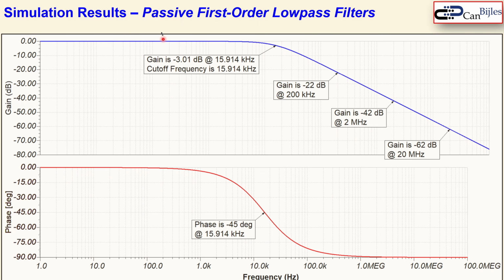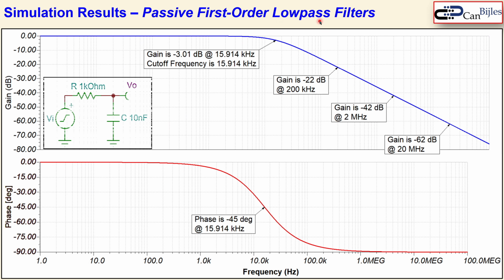Okay, let's now look at the situation in the simulations. First we start with the passive first order low pass filter, and for that we use this circuit where we have a resistor of 1 kilo ohm and a capacitor of 10 nanofarads. If you now use the cutoff frequency formula, but first let's look at the slope. The slope here is, as said before, minus 20 dB per decade. You can see it by looking at these labels. At 2 megahertz we see a gain of minus 42 dB, and at 20 megahertz, which is 10 times larger, you see minus 62 dB, which is indeed going down by 20 dB.